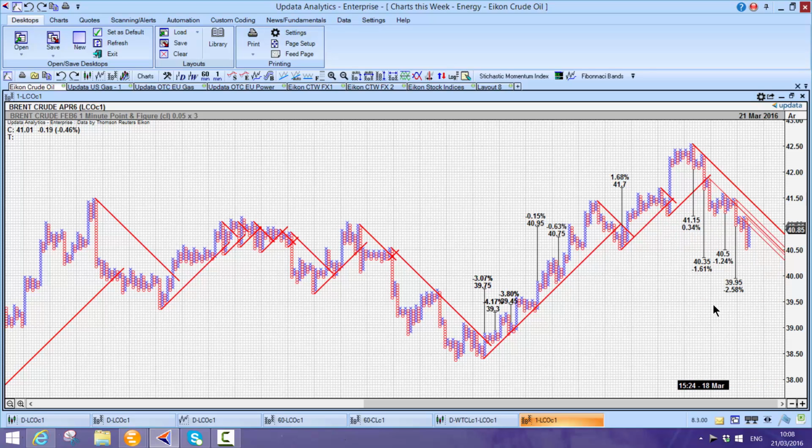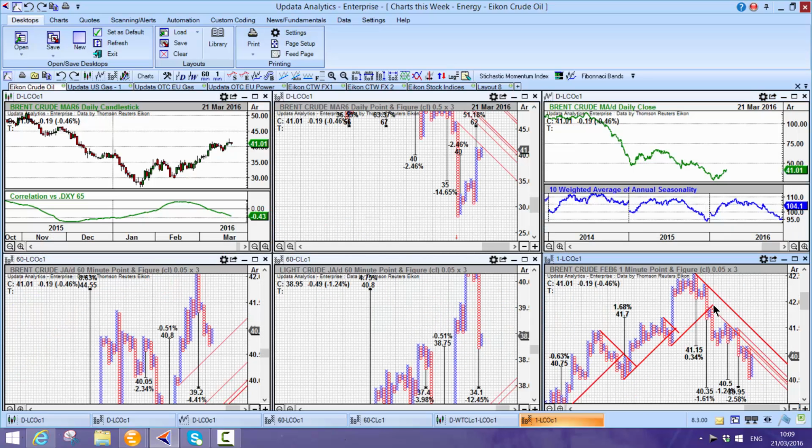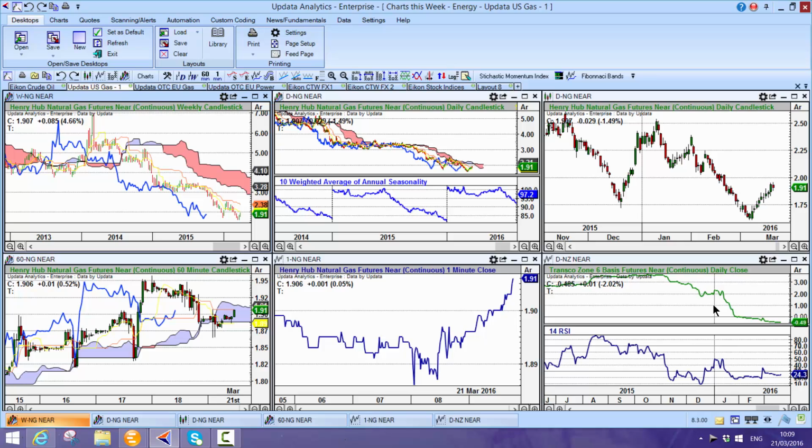And if you're trading any products, these charts are just amazing. So we do have downside targets. Looks like we might breach back below that $40 level. Keep an eye on the 1 minute charts for any new side targets. So that's our look at crude.